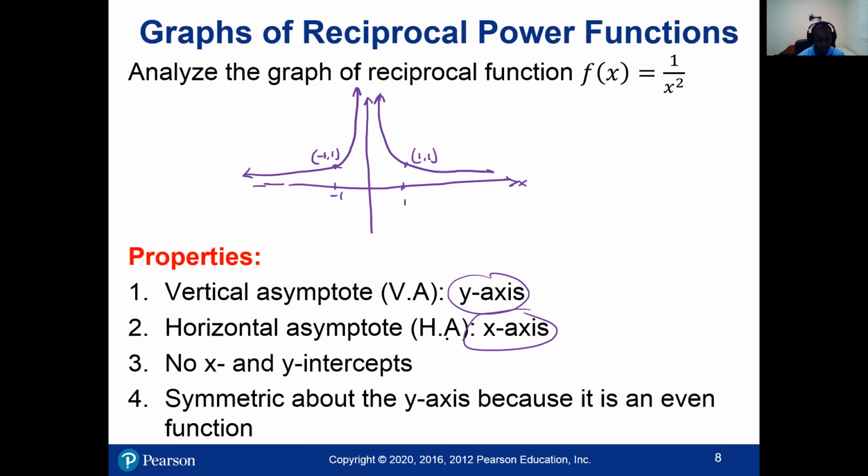And then four, this function is even, because if you plug in -x as we did in chapter 2, and you square it, you get the same 1 over x squared, which is equal to f of x. So f of x here is even, and if it's even, it's symmetric with respect to the y-axis. That is why the graph looks like that.